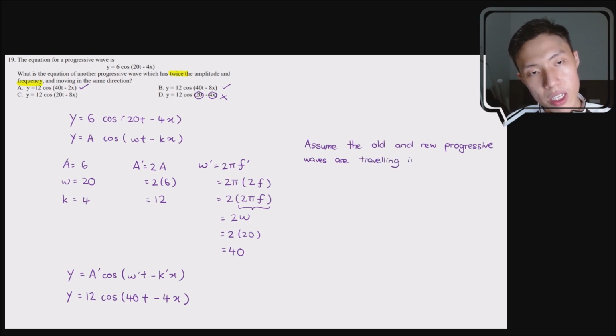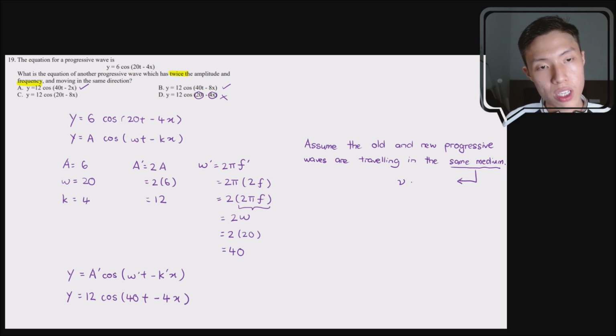Why do you need to make this assumption here? Because if you are traveling in the same medium and the properties of the medium are the same, you can therefore know that same medium means the wave speed should be the same. The wave propagation velocity should be the same. Okay, this is an assumption that we take.